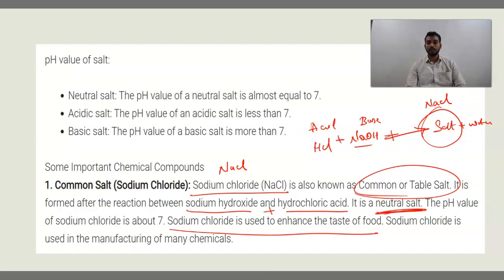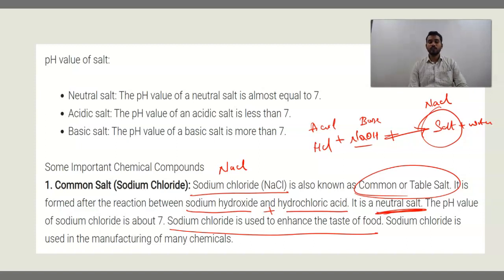By combining hydrochloric acid and sodium hydroxide together, what do we get? Sodium chloride. HCl plus NaOH gives salt, that is neutral salt. NaCl is a neutral salt. It is neither acidic nor basic.